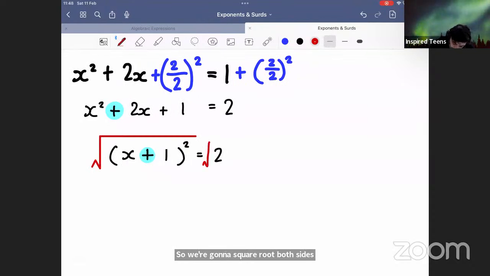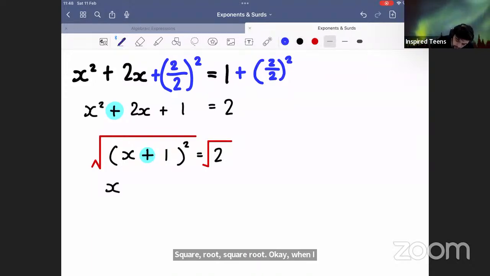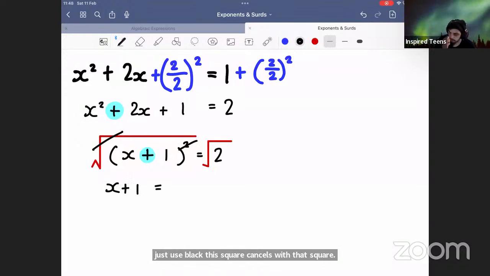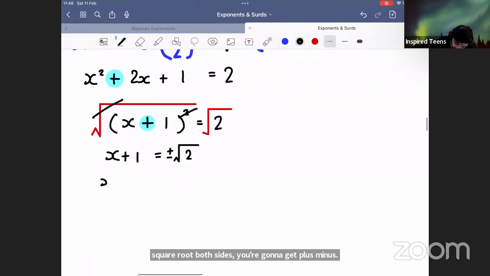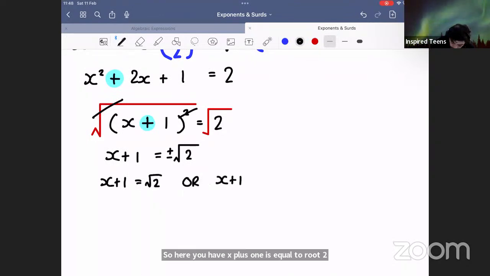Square root, square root. When I square root this side, I get this square. This square cancels with that square, so I'm left with x plus 1. And remember, when you square root both sides, you're going to get plus minus root 2. So x plus 1 is equal to root 2, or x plus 1 is equal to negative root 2.